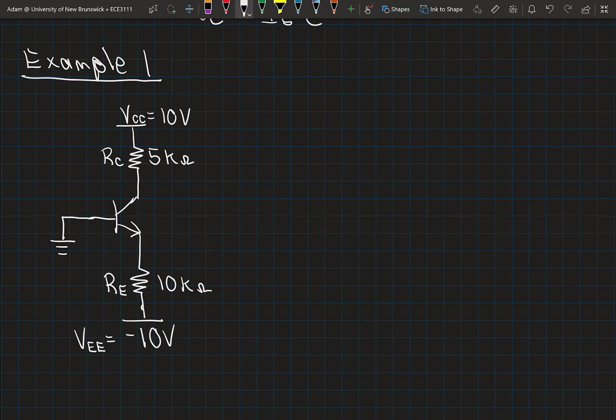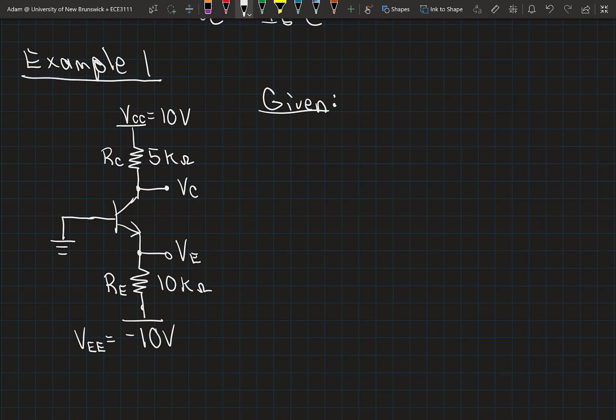Let me label a couple more points. Let's label this point right at the collector in terms of the voltage. We want to know what the voltage is at that point, so that's the voltage at the collector, or VC. Of course, it's at the collector with respect to ground, and the voltage at the emitter with respect to ground I'm going to call VE.